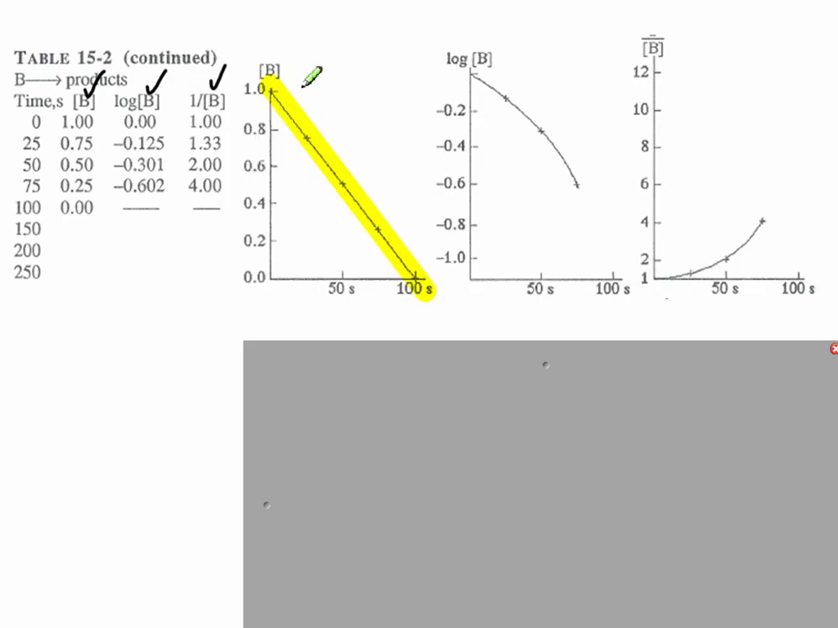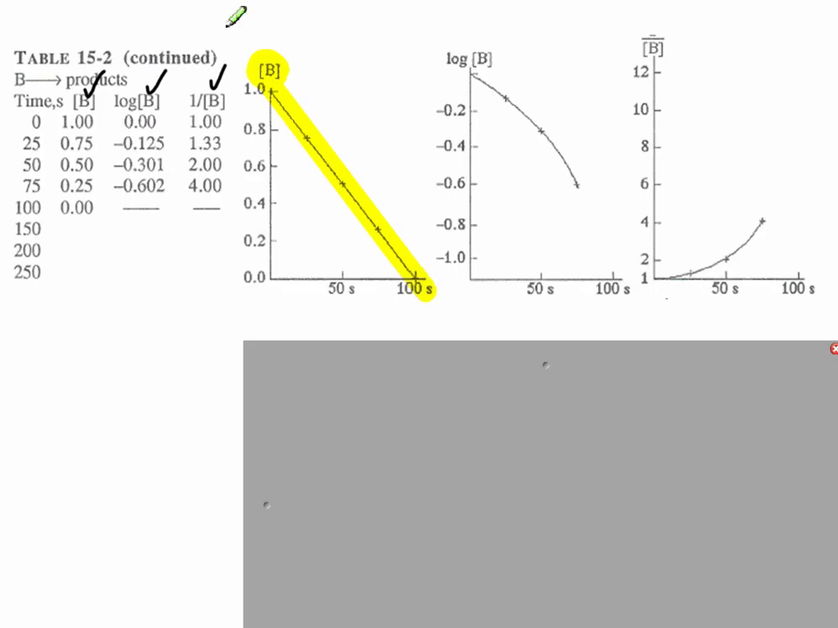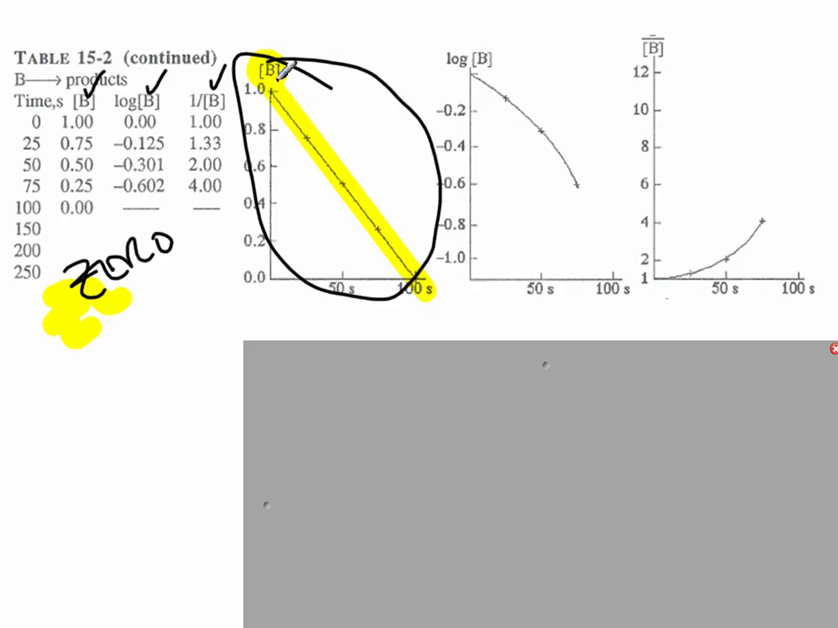What is on the Y? B is on the Y. If I go back, when the concentration of just the reactant is on the Y, that means this reaction I know to identify is a 0 order. We would say this is a 0 order reaction because I get a straight line plot when the concentration of the reactant only is on the Y.